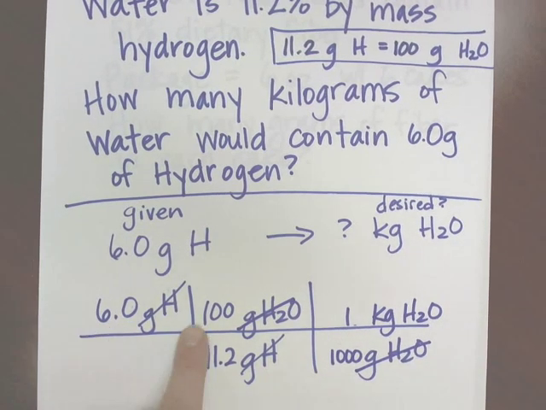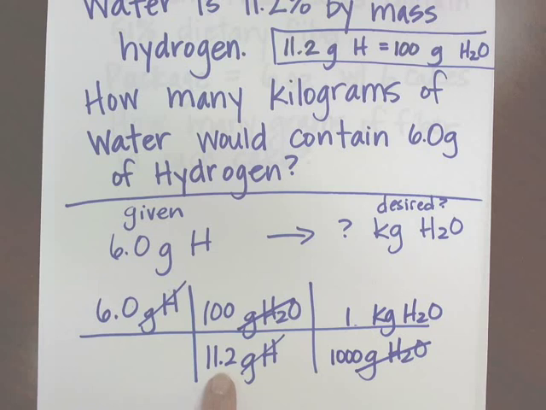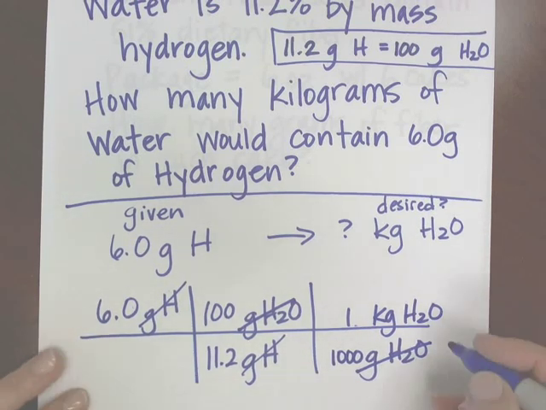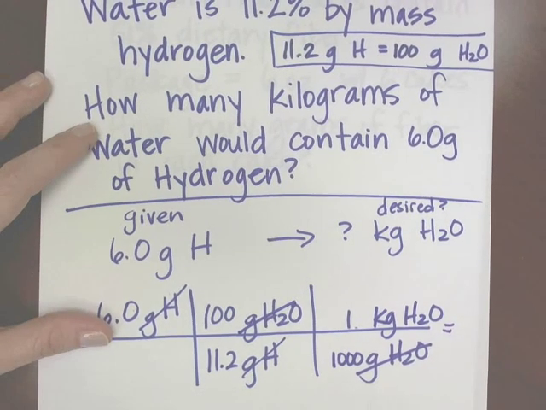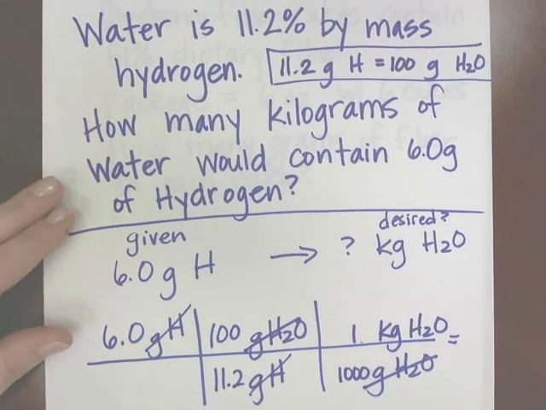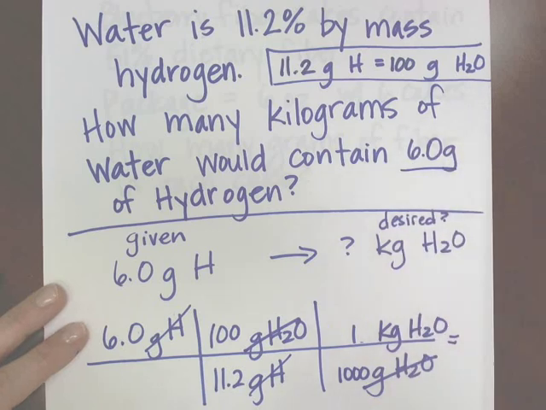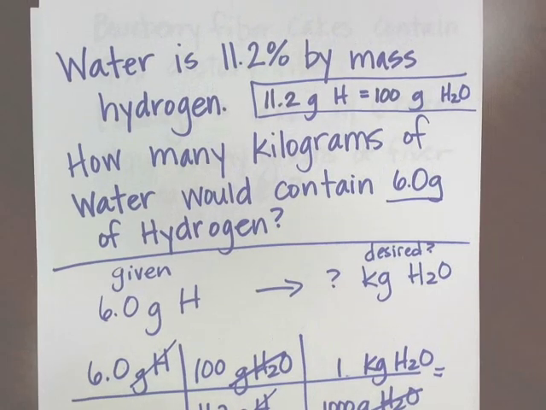And we multiply 6 by 100 and divide by 11.2, and divide by 1,000. That should get you started on a problem that looks like this. Yours might be worded slightly different, or maybe doesn't use 6 grams, but another mass. Let's look at one more.